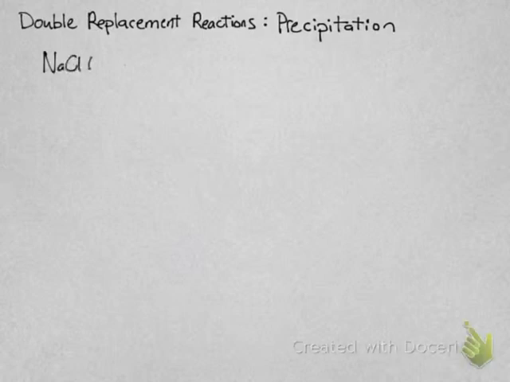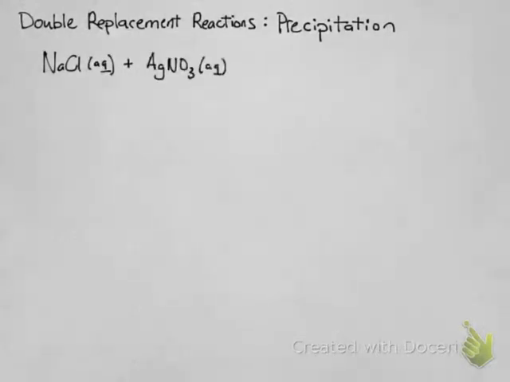A very common type of double replacement reaction is the precipitation reaction. These reactions involve mixing two soluble salts, such as sodium chloride, shown here with silver nitrate. These would both be clear solutions with the sodium and chloride ions completely dissolved and the silver and nitrate ions completely dissolved in the water.